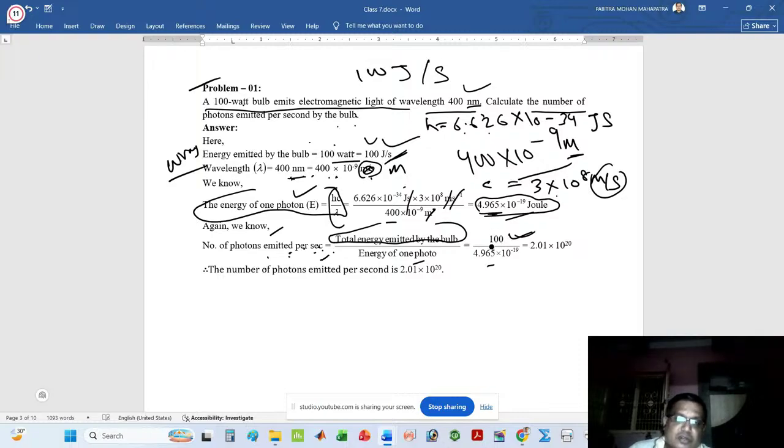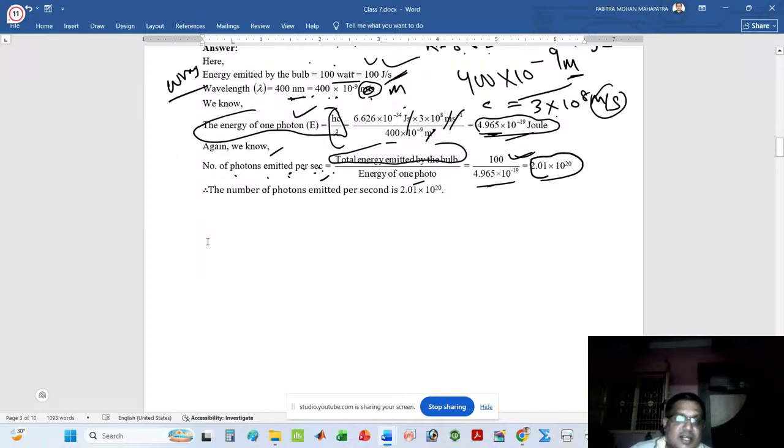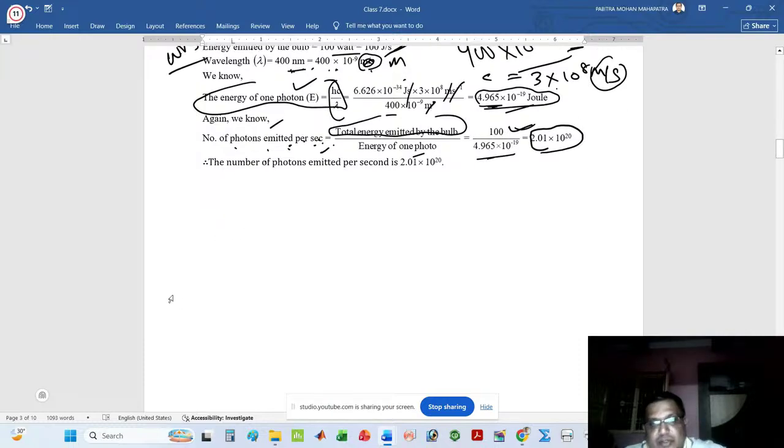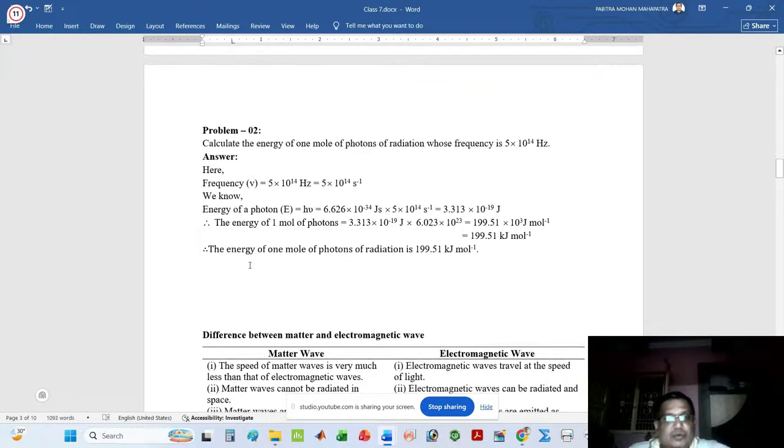Now put this. So the number of photons emitted per second is 100 divided by 4.965 into 10 to the minus 19. If you solve, the answer is 2.01 into 10 to the power 20. This is the answer. Clear? So the number of photons emitted per second is 2.01 into 10 to the power 20. Again I want to repeat, the number of photons emitted per second is 2.01 into 10 to the power 20. Next I want to move to problem number 2.